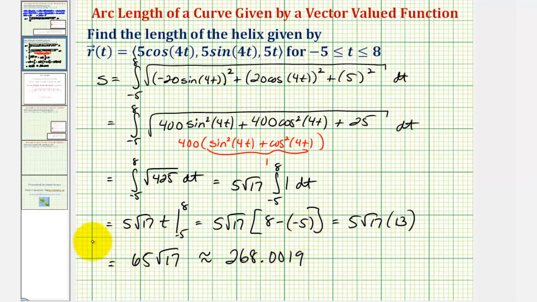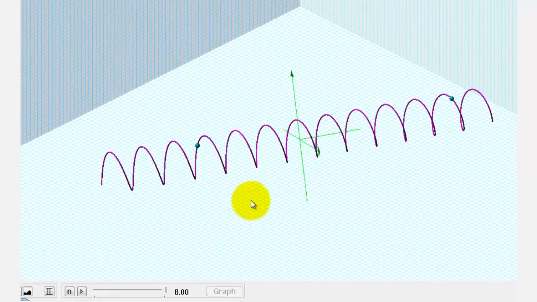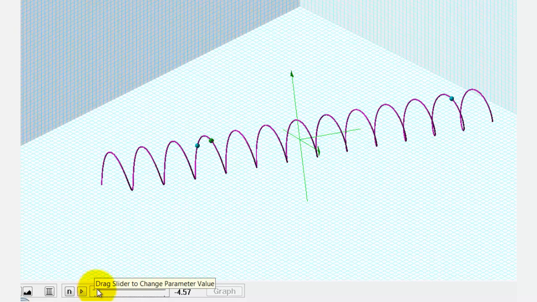So if we go back to our graph one more time, the distance along the helix from this point to this point is approximately 268 units, meaning if this point travels along the helix from this point to the point on the right, as we see here, the distance traveled would be approximately 268 units.